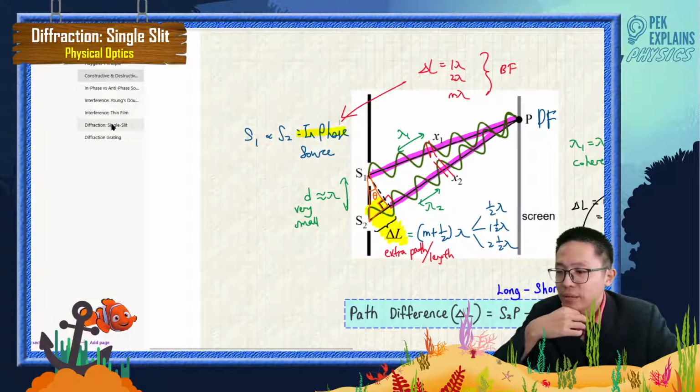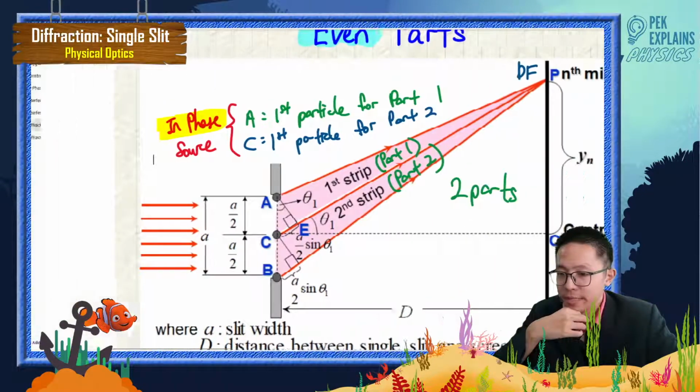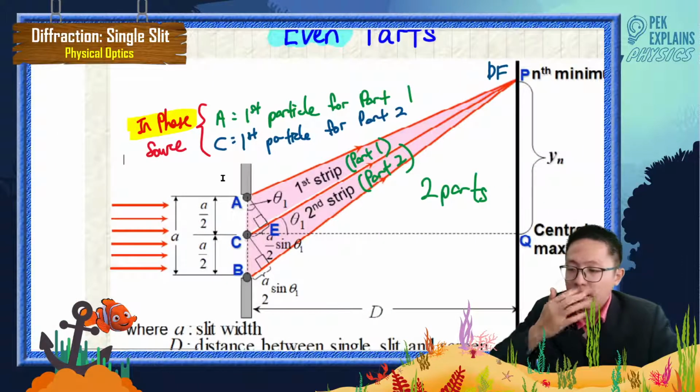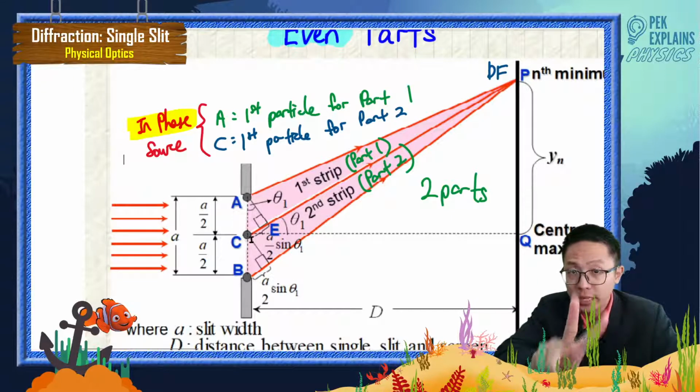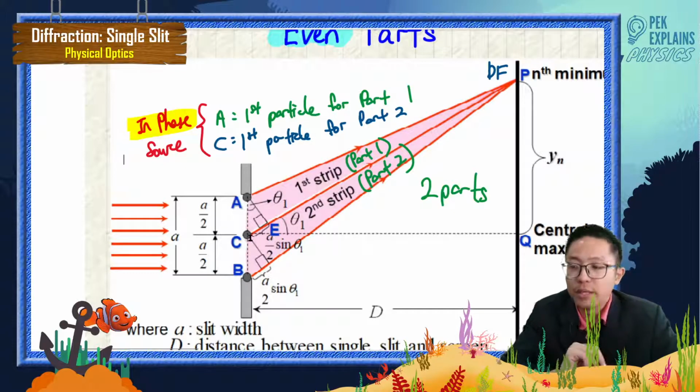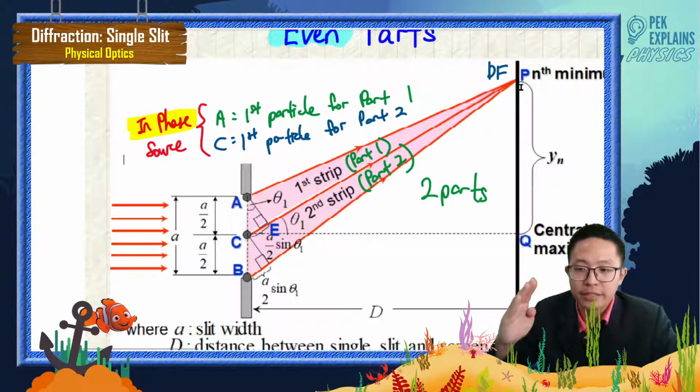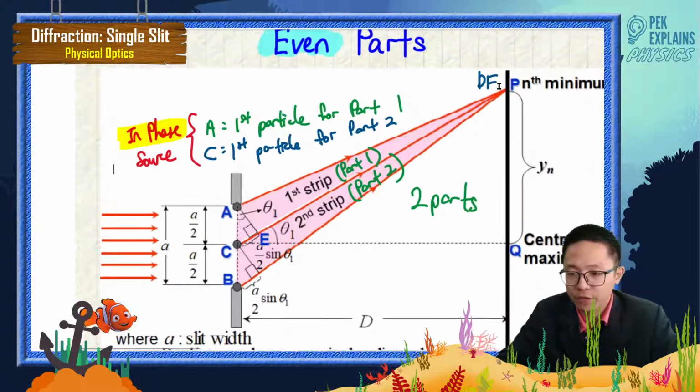Okay, now let's look at this single slit. Now, this particle A and C, or we can say wave A and wave C. I'm only talking about these two waves because this will affect the rest. These two waves are the most important ones. And my condition is I want to produce a dark fringe here.